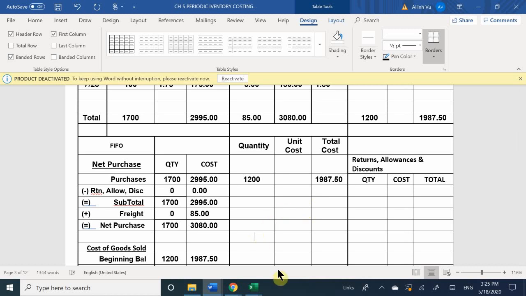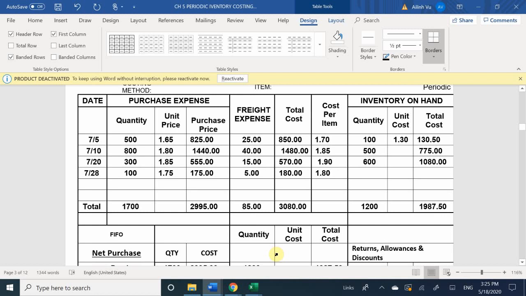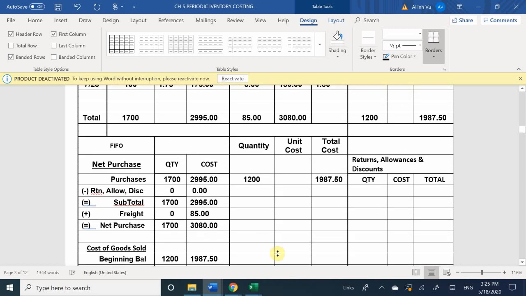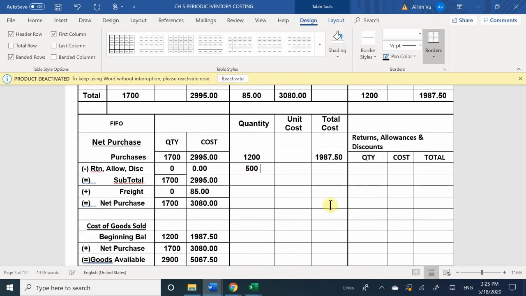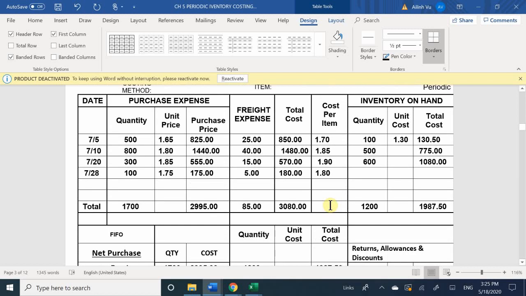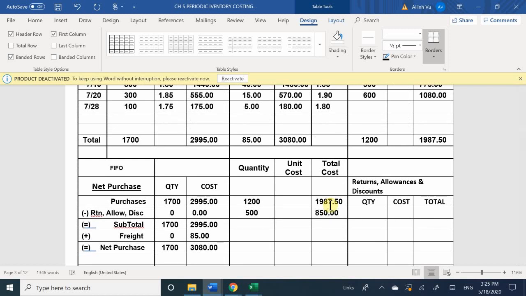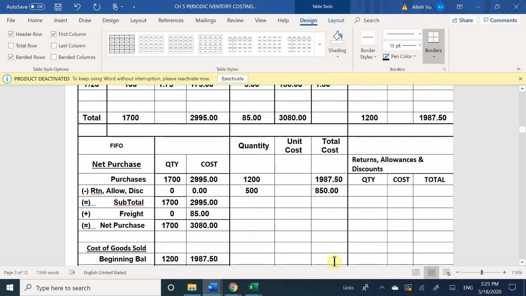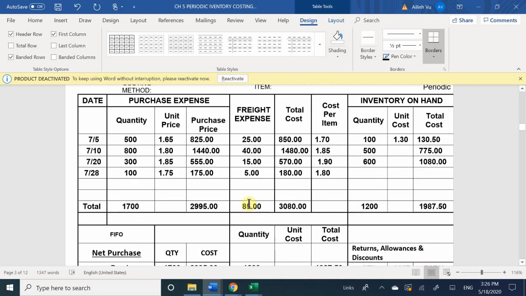Now that we got rid of our beginning inventory, what's the next batch we're going to dip into? The 500. What is 1,200 plus 500? 1,700. We don't have to calculate per unit cost for the 500 because we know it gives a total of 850. Now we're at 1,700. We need to get to 2,300, so 600 more, from the July 10 purchase.